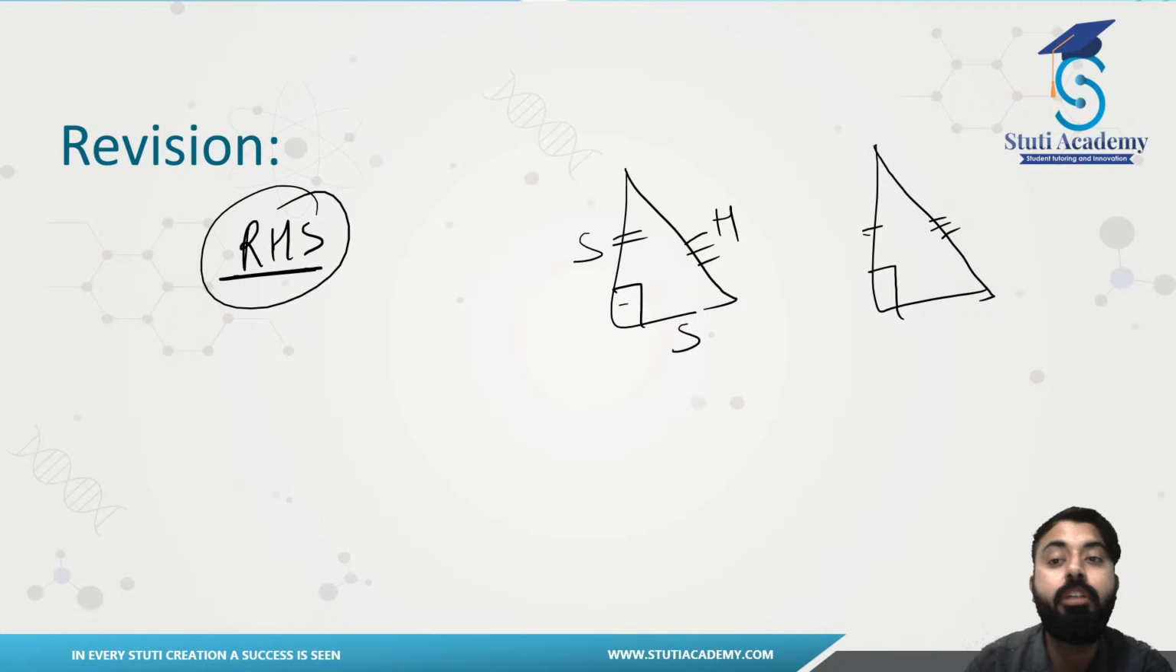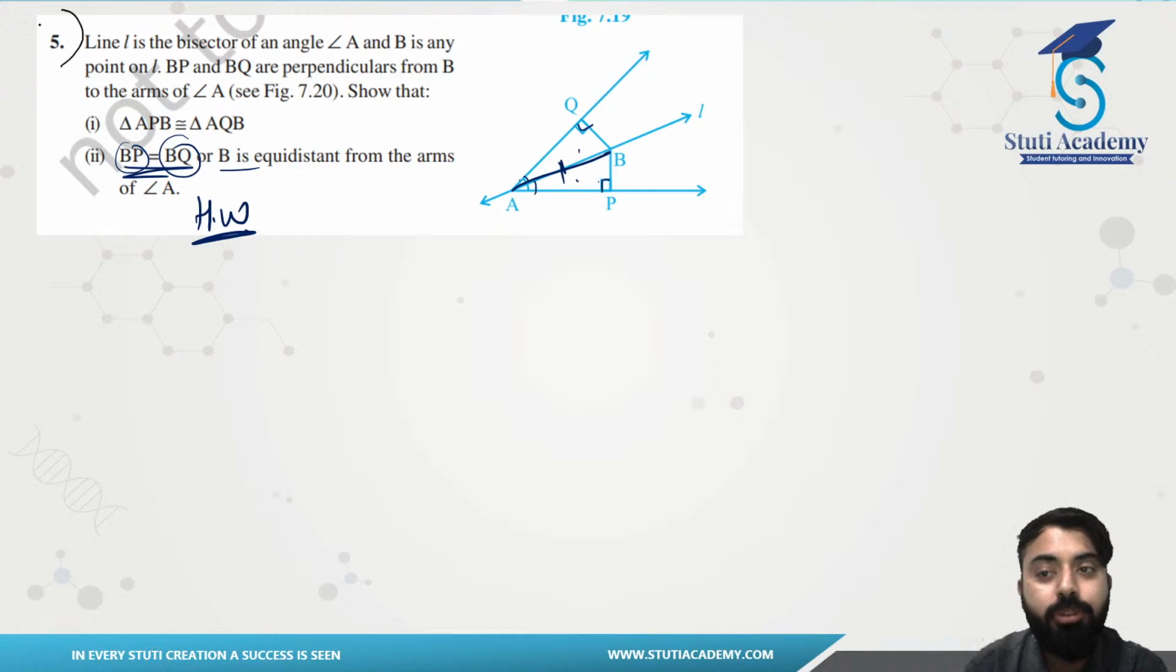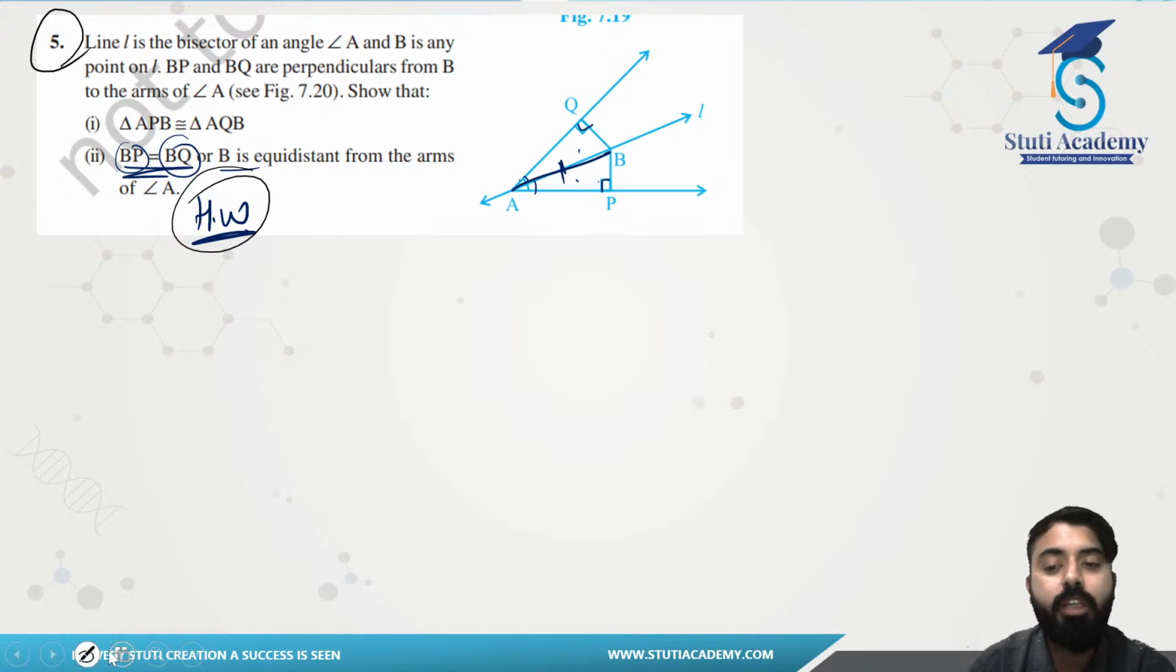Now let's move forward and start with the remaining questions that were left. This was the question that I had given you for homework. I hope you were able to solve this. If you weren't, just look at this one. We had that line L is a bisector of angle A. This L was the bisector of angle A.